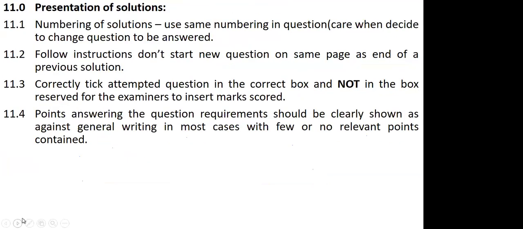Numbering of solutions, use some numbering, please. What we are saying is the question papers have got numbers: part question 1A, A1, Roman numerals, and so on. Just follow the same numbering, because that's what will show the examiner what you are answering. Try by all means to use the same numbering. Don't start unnecessarily creating your own numbering. Just number the solutions according to the question.